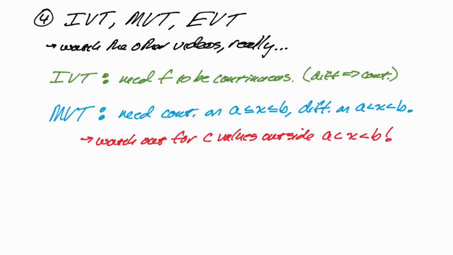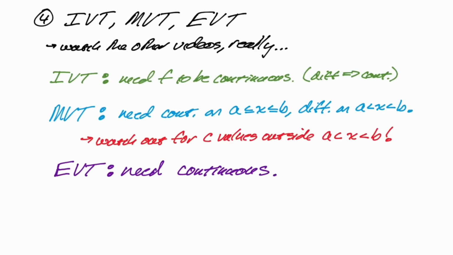And then finally, there's EVT, extreme value theorem. All you need is for the function to be continuous. It's another kind of algebra 2 type of theorem. We need it to be continuous. Extreme value theorem is the least utilized. It just says that if a function is continuous on a closed interval, then the function definitely has an absolute maximum and an absolute minimum. It allows us to use the candidates test.